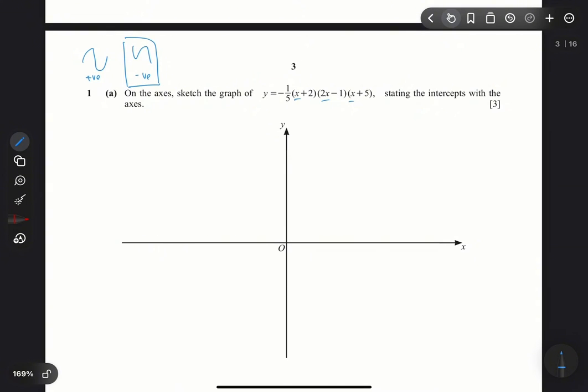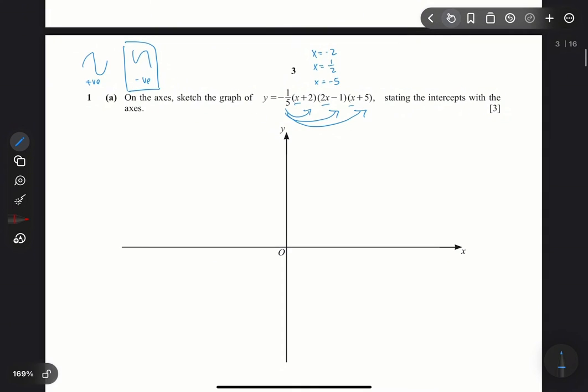And to find the x-intercept, you can just tell from the expansion of the equation. So it will be x equals minus 2, x equals 1 over 2, and x equals minus 5. To find the y-intercept, you can expand. And once you expand, you should be getting 2. So the y-intercept will be 2.